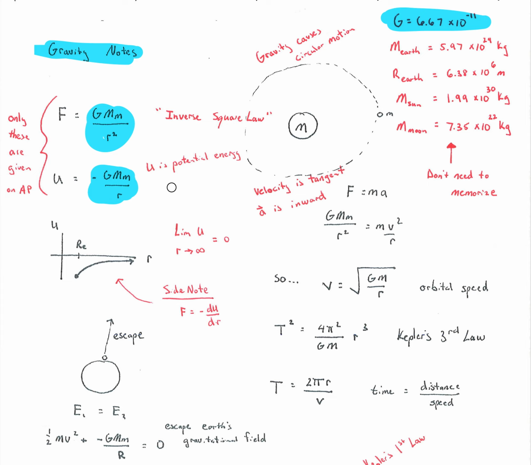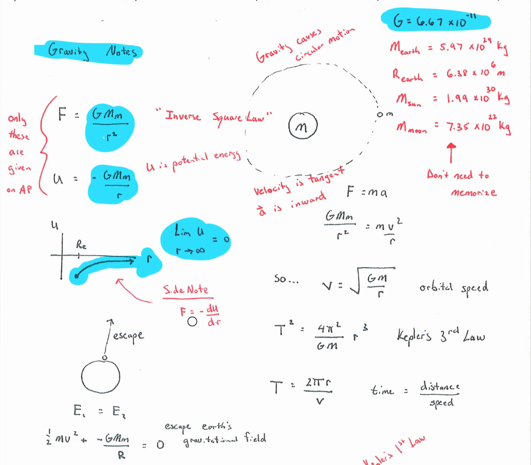The potential energy, instead of going from 0 to infinity with our old school mgh, now starts at a negative value when you're on the surface of the planet, and then it grows asymptotically towards a potential energy of 0 as you get farther and farther and farther away, which is where this limit would come into play. The limit of the potential energy as you get so far away from the planet tends to 0.